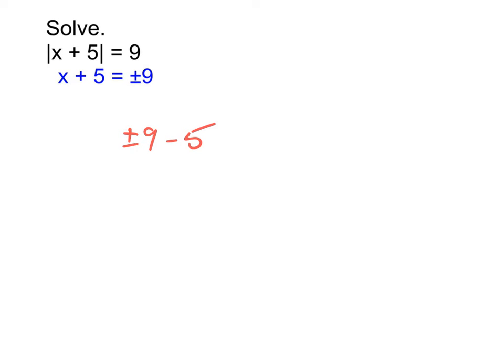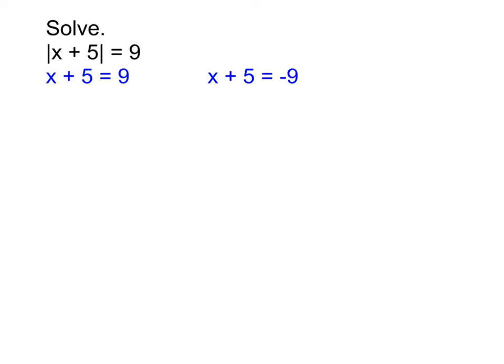And so whenever you're going to have to do more operations on the plus or minus number over here, rather than just writing it as equals plus or minus 9, just write it as two separate equations. Write it as x plus 5 equals 9 and x plus 5 equals negative 9.